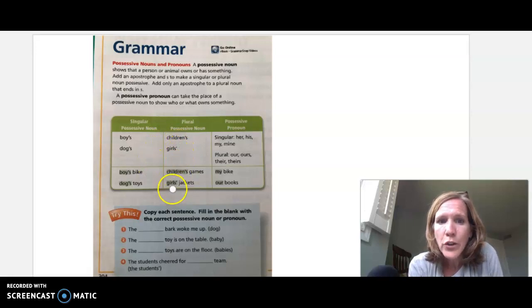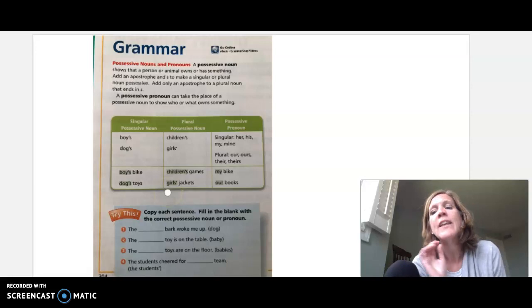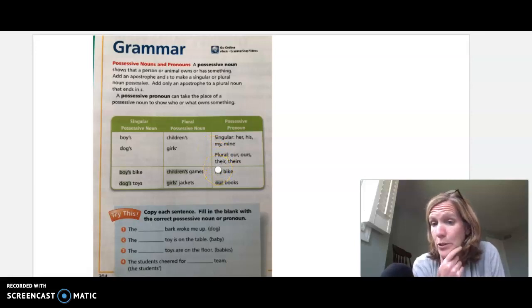So ready? Girls' jackets. There are many jackets that belong to many girls. Okay, so the girls' jackets are hung in the back of the room in our classroom, okay? The girls' jackets. More than one girl, more than one jacket. So I wouldn't say his jacket. I wouldn't say my jacket. I would say their jackets if I was going to use a pronoun.